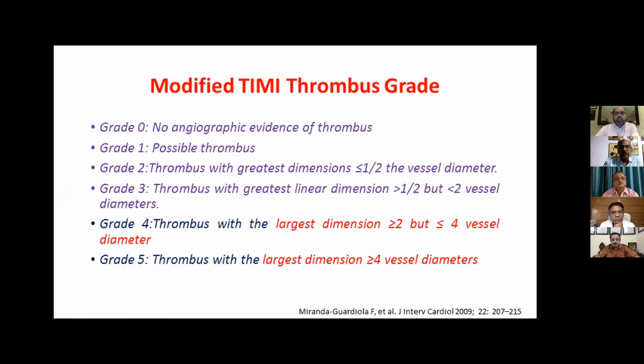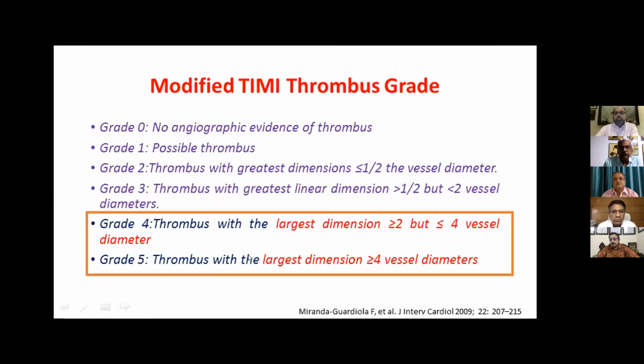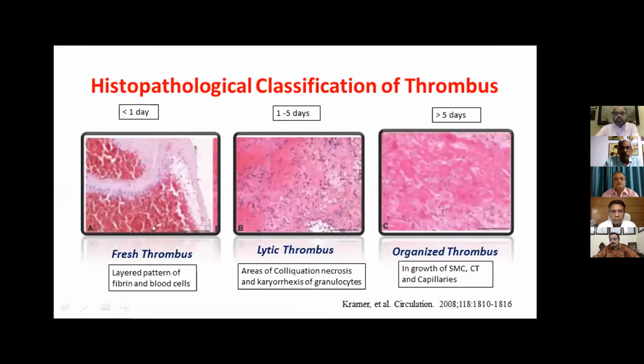how we manage these patients. So we have various classifications, but clearly we are talking about the grade 4 and 5 thrombus, which are large dimension thrombus, which occupy most of the lumen. And if you look at thrombus, you have to very clearly know, apart from the amount, it is the fresh thrombus, which is less than 1 day, lytic thrombus, which have coagulation necrosis and granulocytes, which is 1 to 5 days, and then there is organized thrombus. These three thrombi need to be completely treated differently.